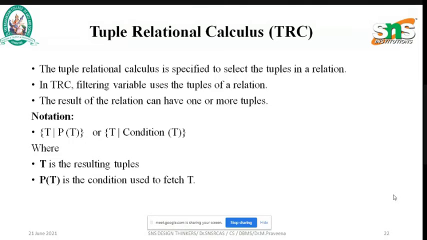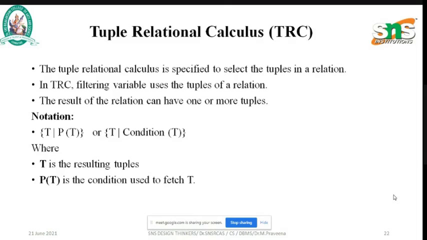In the tuple relational calculus, the filtering variable uses tuples of the relation. Tuples of relation means rows. In a table, a row is called a tuple. The result of the relation can have one or more tuples. So the notation you see here is {T | P(T)}, or T of condition of T. T is the resulting tuple and P(T) is the condition used to fetch T.